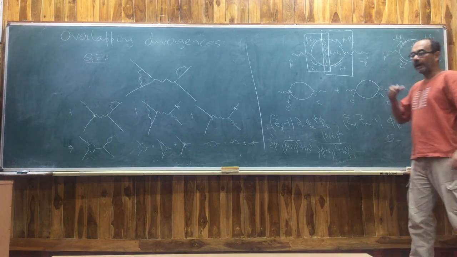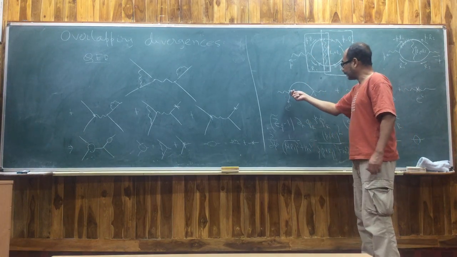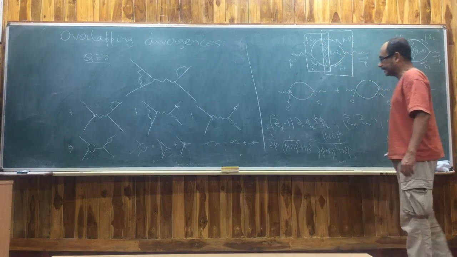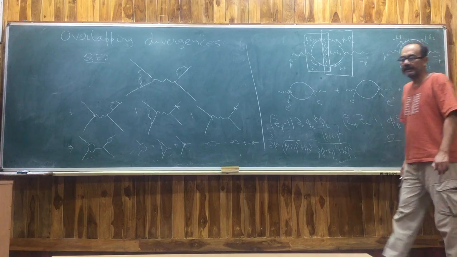The counter term has one power of e squared compared to the original vertex, right? So this counter term has e cubed. A self-energy counter term will have e to the 4, because this is a two-loop counter term. Is this point clear? Okay.